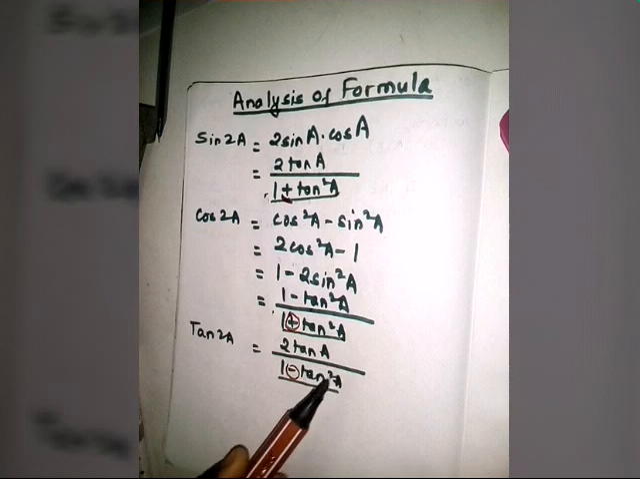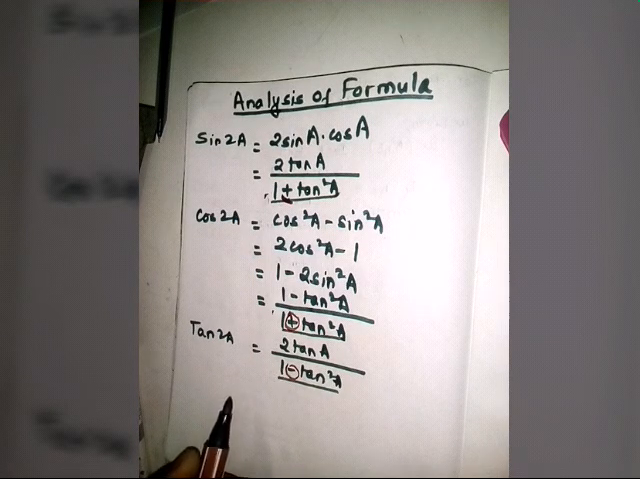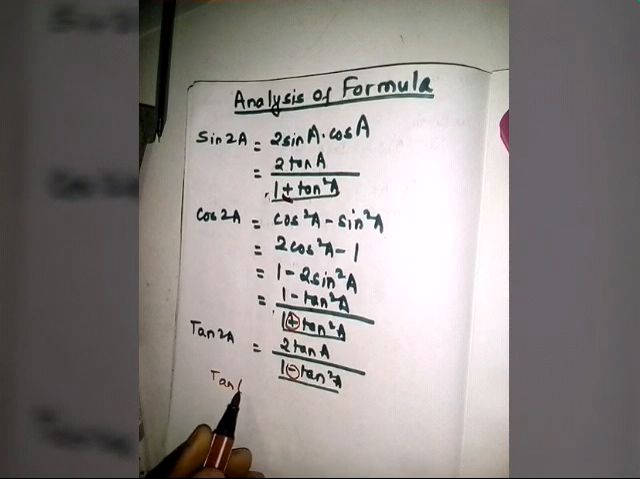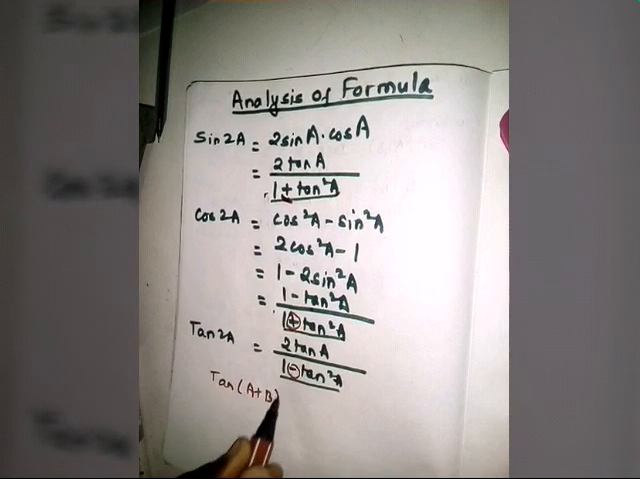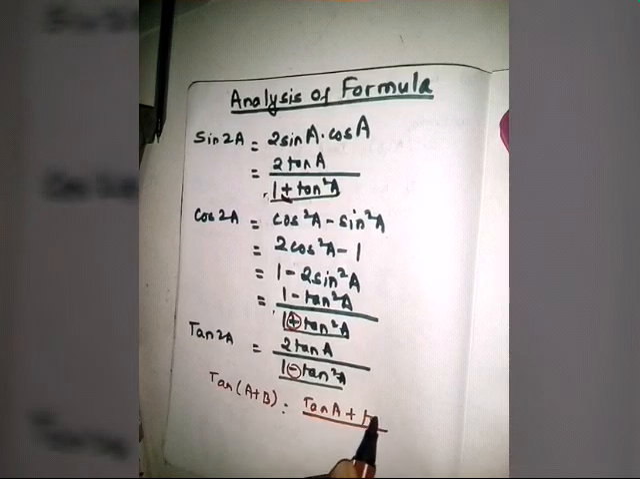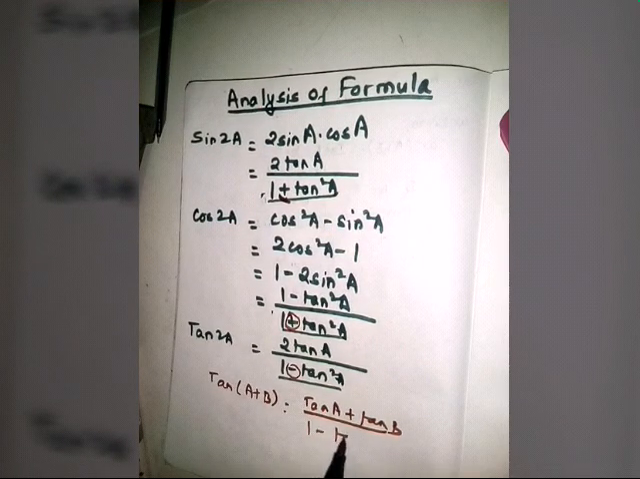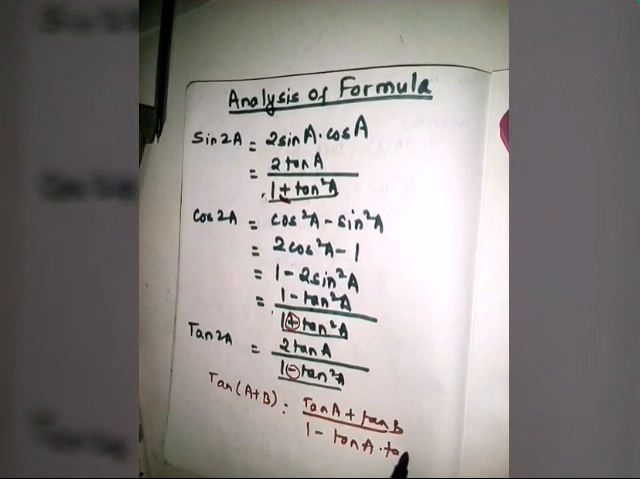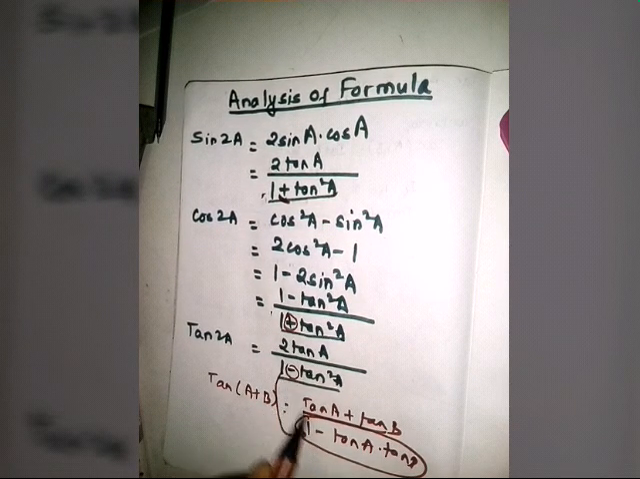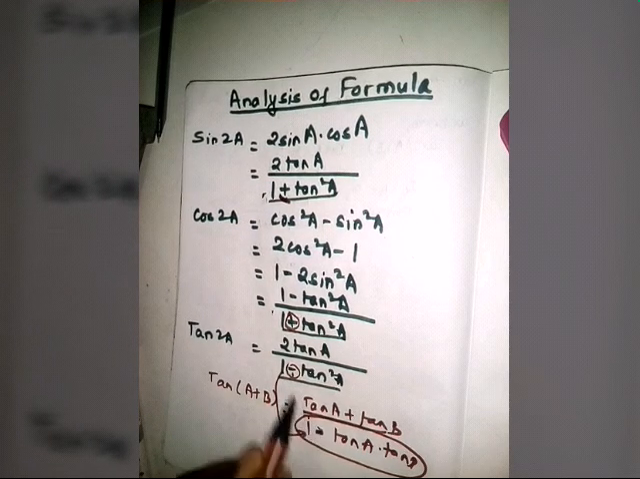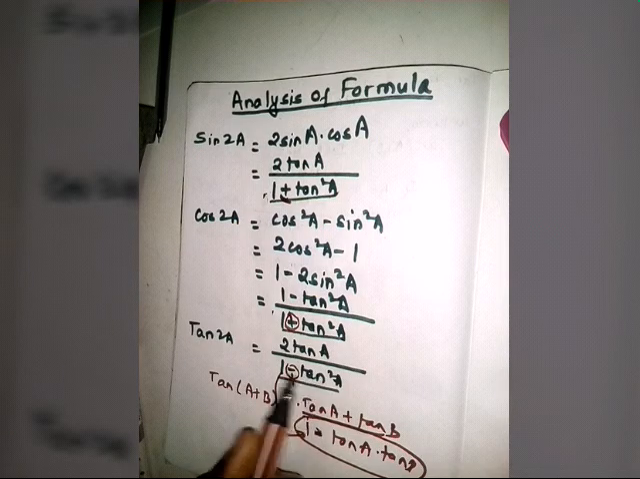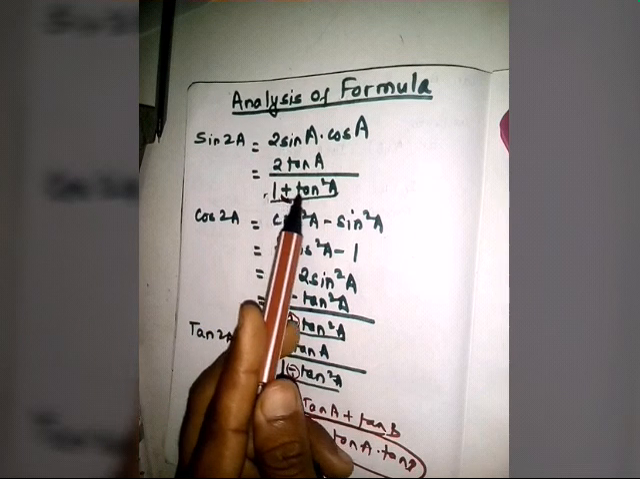Why? Because the tan formula has been derived from the compound angle formula, from the formula of tan A plus B. Tan A plus B is tan A plus tan B divided by 1 minus tan A tan B. If you see over here there is a minus, and so the minus has come from here. So in terms of tan 2A there will always be 1 minus tan square A, but in terms of sin there will be 1 plus tan square A.